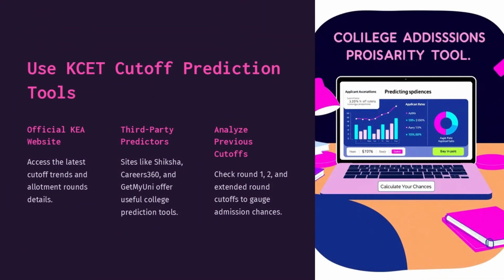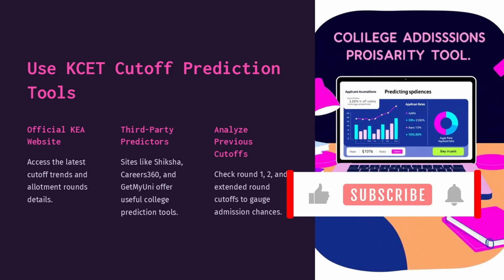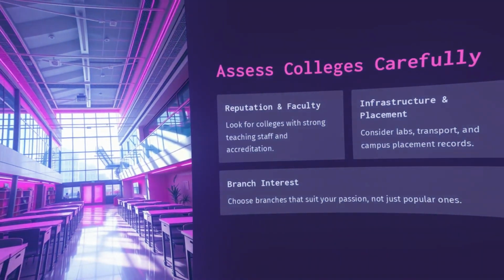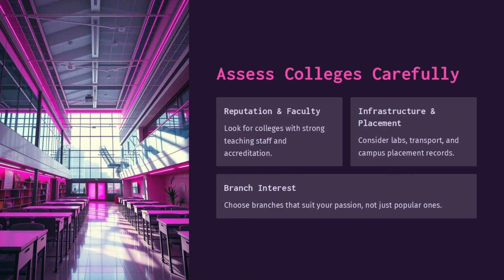4. Use KCET cutoff tools. Use tools like the KEA official website, college predictor tools like Shiksha, Careers 360, Get My Uni, etc. Previous year round 1, 2, and extended round cutoffs. 5. Consider these factors: college reputation, faculty, infrastructure, placement record, location and transport, branch interest. Don't just go for college brand if the branch doesn't suit you.